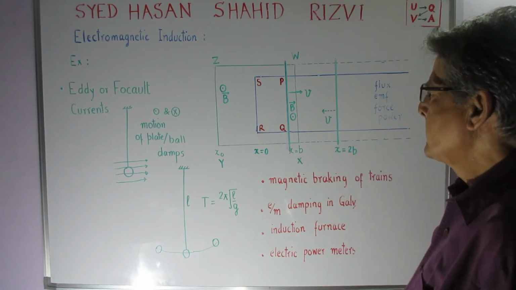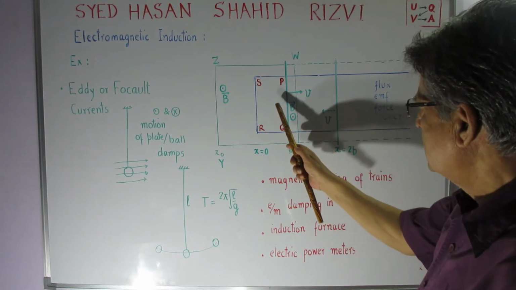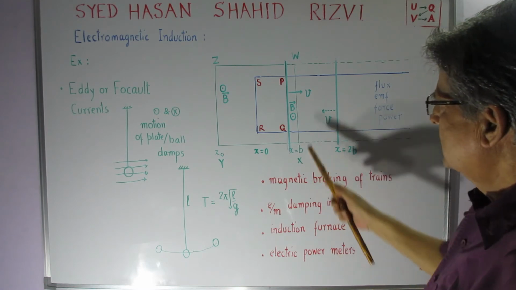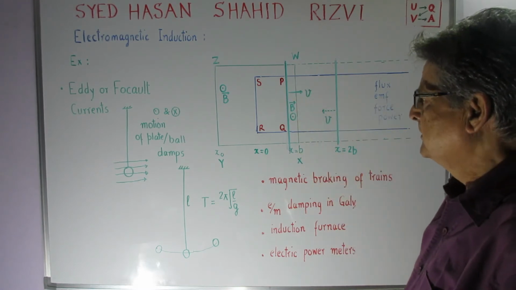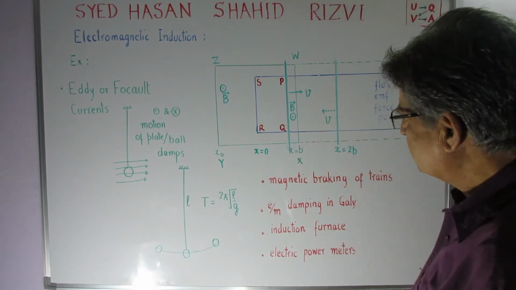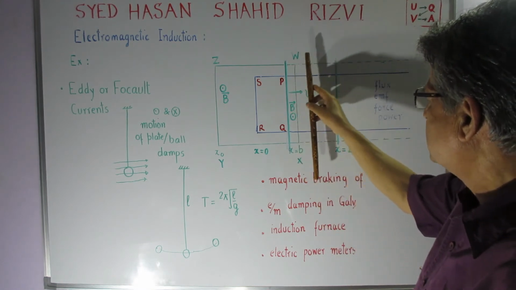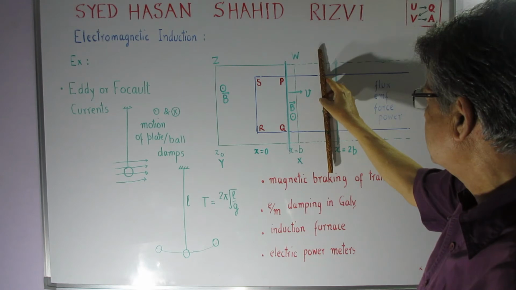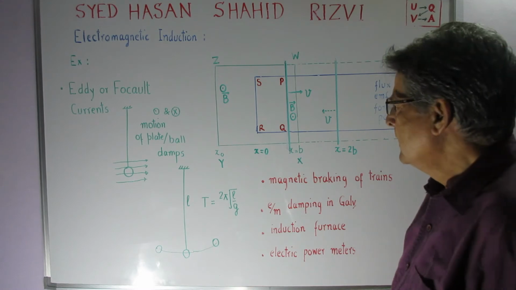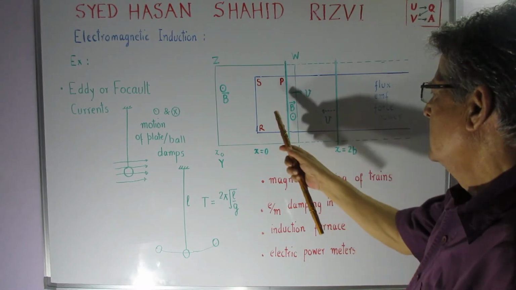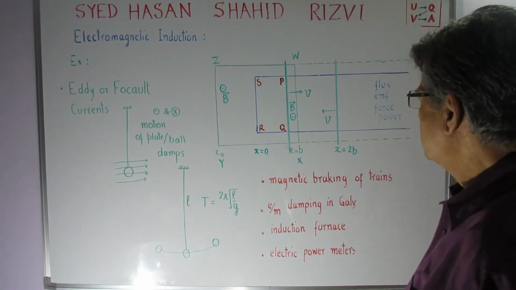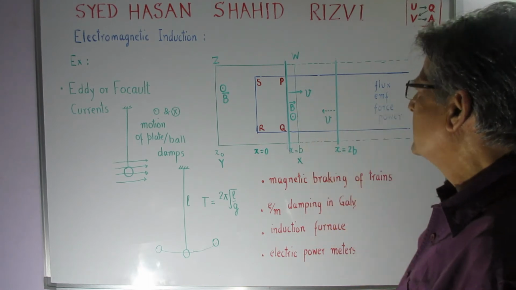So what happens? While this rod is taken away, the flux is changing. In fact, it is increasing up to this point. And thereafter, if this rod is brought here, or here, or here, or here, up to this point, x is equal to 2b, well, the flux is there, but it is not changing. So therefore, we will not get an EMF there.